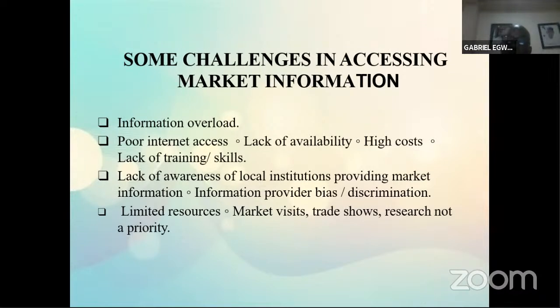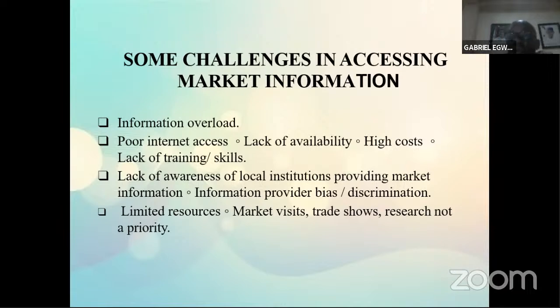However, when you go to do investigation in the market, there are some challenges you will have in accessing market information. Sometimes it's information overload. What you don't even need at all, that's what they are getting back. And if you are using your phone or data, there may be poor internet access. Like what happened just now in this lecture, the network just went off. That's poor network access. There could be cost in terms of data. How much data do I have to run through all these questionnaires I want to do? And then there's lack of training or skills for you yourself, the entrepreneur.